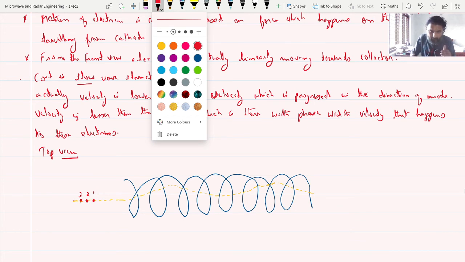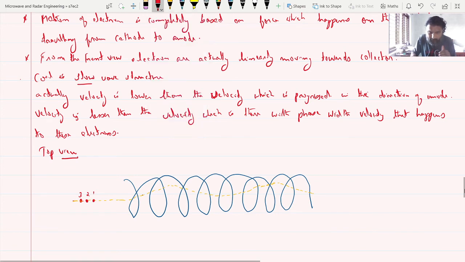So what happens? I had drawn this electron trajectory here. The gap between the electrons starts reducing. Once it moves towards the conductor section, the distance between the electrons goes on reducing like this. And when it reaches here, the electron bunch occurs. Electron bunch.